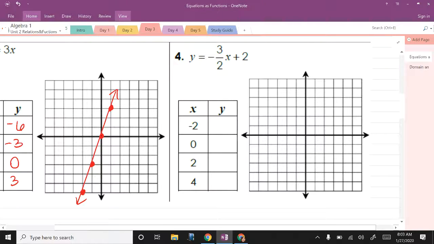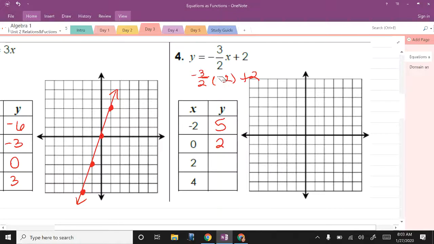All right. So negative 3 over 2 times negative 2 plus 2. All right, so we know a negative times a negative is going to be a positive, right? All right, so 3 times 2 divided by 2 is 3, plus 2 is 5. Y'all okay with that? All right, so now let's do 0 and life's easy. Negative 3 over 2 times 0 is what? 0 plus 2 is 2.